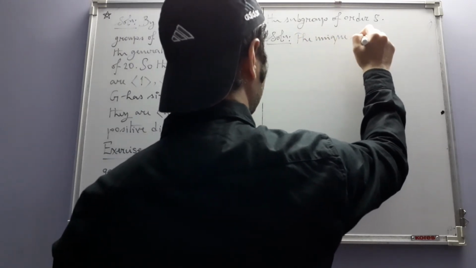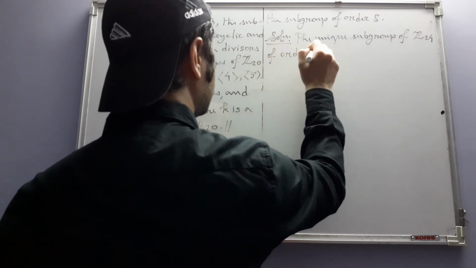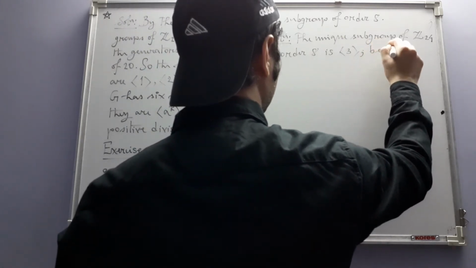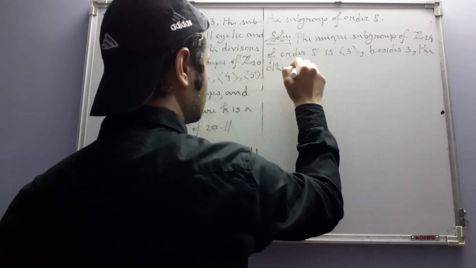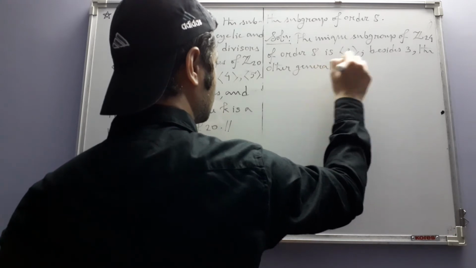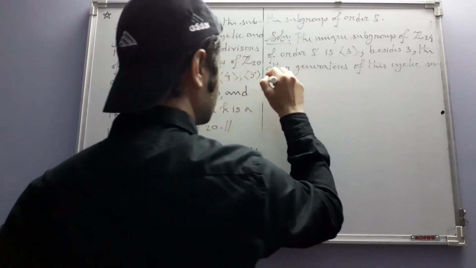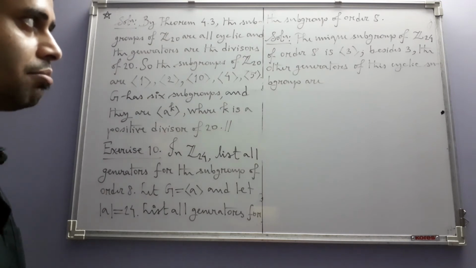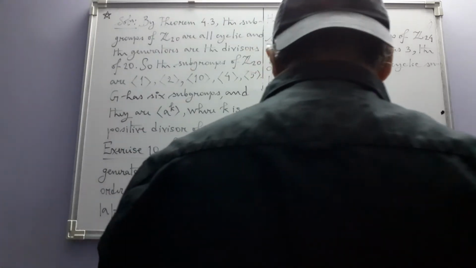The unique subgroup of set 24 of order 8 is the cyclic subgroup generated by 3. Besides 3, the other generators of this cyclic subgroup are, of course, we have to look at the powers of 3, where the exponents are relatively prime to 8. So we get these things.